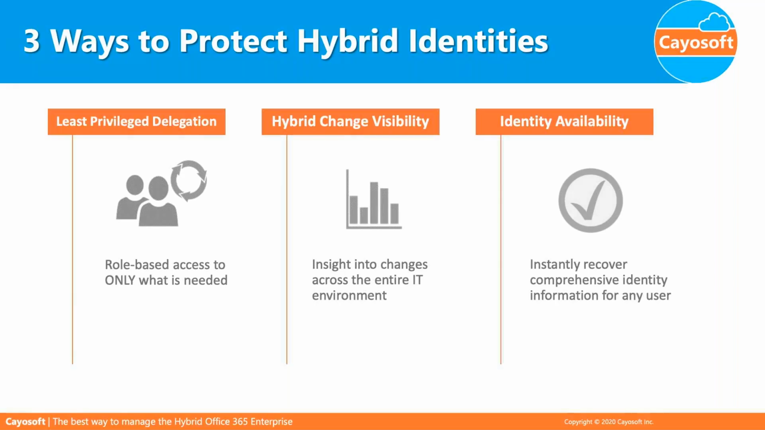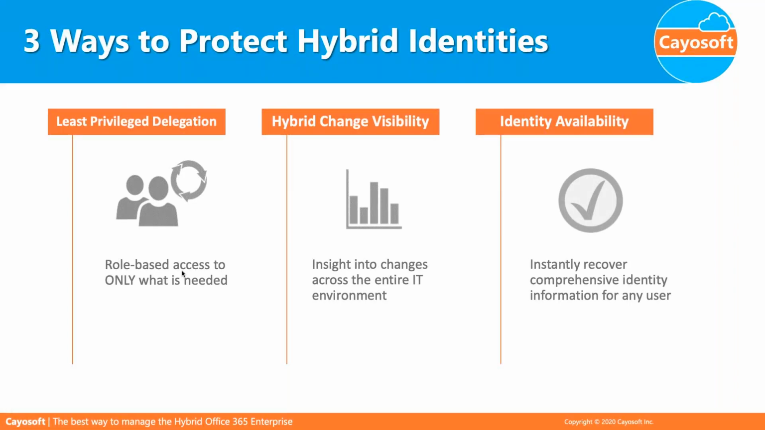So as we covered here today, we have 3 modern ways to protect hybrid identities. The first was least privilege delegation. Bob showed that a couple of times with Administrator, where you can use role-based access to only what is needed and get down to that really deep granular control.